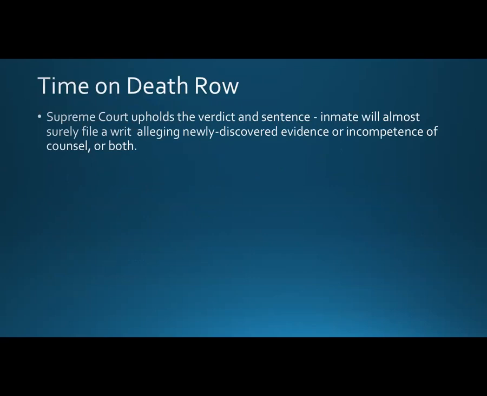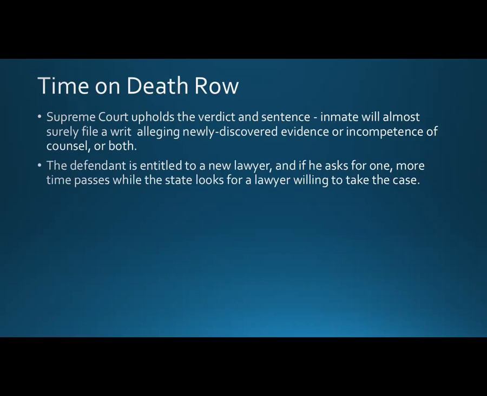If the Supreme Court upholds the verdict and sentence, the inmate would almost surely file a writ alleging newly discovered evidence or incompetent assistance, incompetence of counsel, or both. A lot of times, incompetence of counsel is just kind of like a Hail Mary thing. When I was doing defense, a number of my friends got ineffective assistance of counsel complaints against them, and none of them were affirmed, but it was just somebody was upset because they didn't like their sentence. I gave my clients a whole lot of TLC, and thankfully I never had one of those.